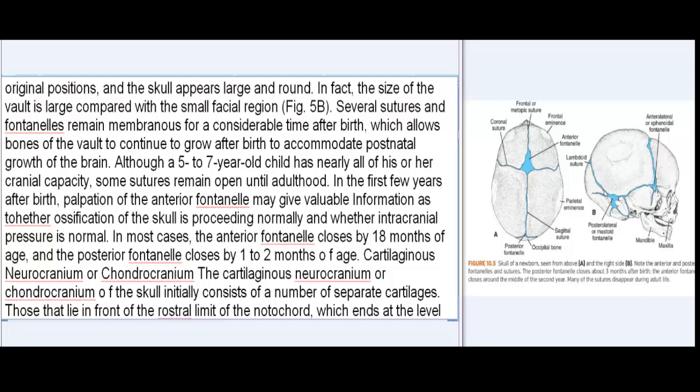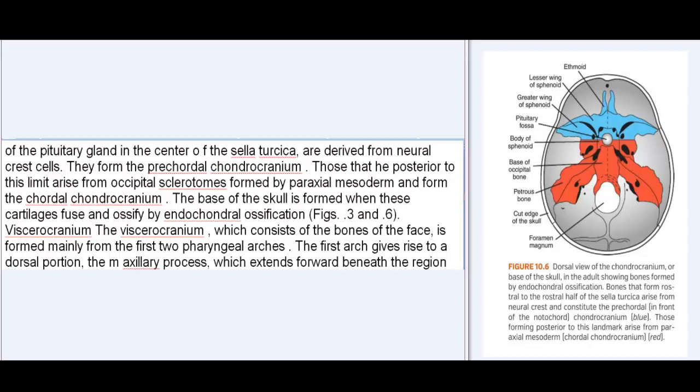Cartilaginous neurocranium or chondrocranium. The cartilaginous neurocranium or chondrocranium of the skull initially consists of a number of separate cartilages. Those that lie in front of the rostral limit of the notochord, which ends at the level of the pituitary gland in the center of the sella turcica, are derived from neural crest cells. They form the precordial chondrocranium. Those that lie posterior to this limit arise from occipital sclerotomes formed by paraxial mesoderm and form the caudal chondrocranium. The base of the skull is formed when these cartilages fuse and ossify by endochondral ossification, Figs. 3 and 6.